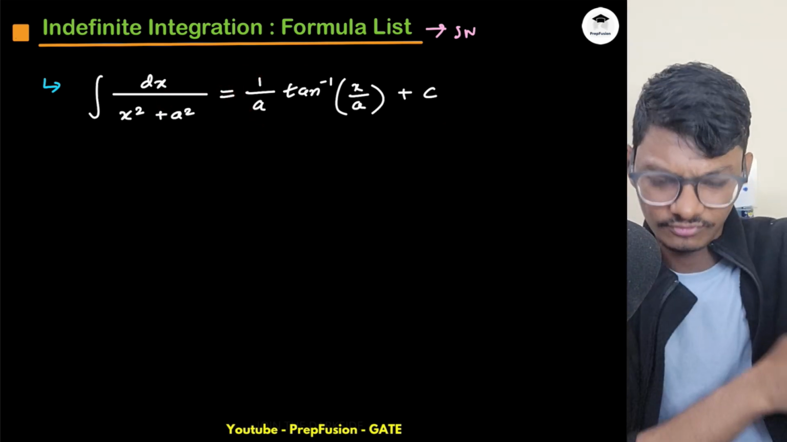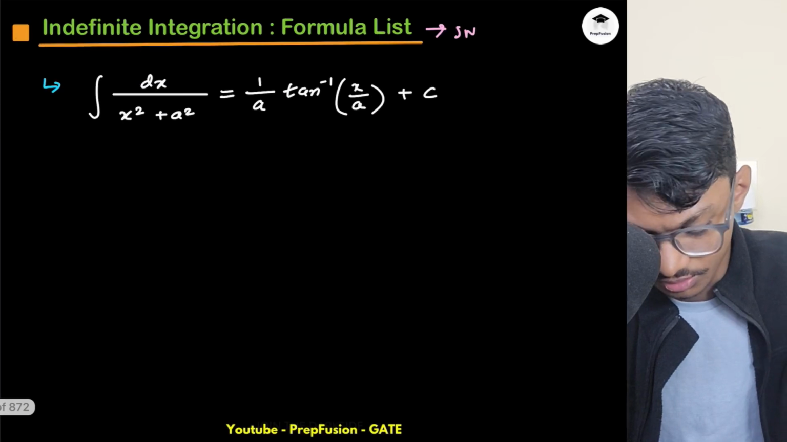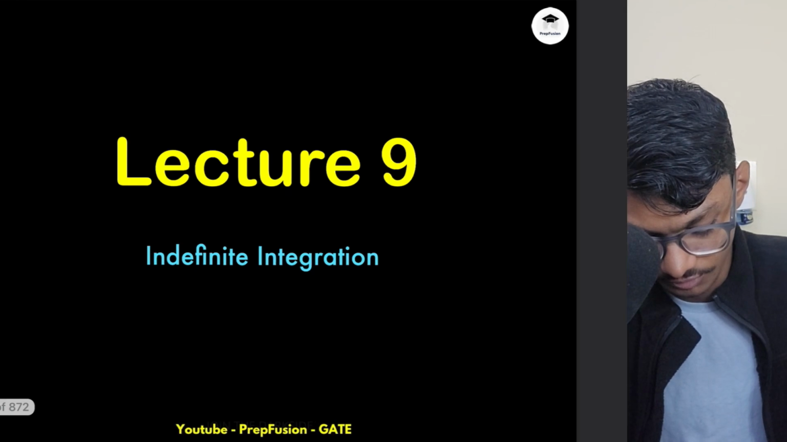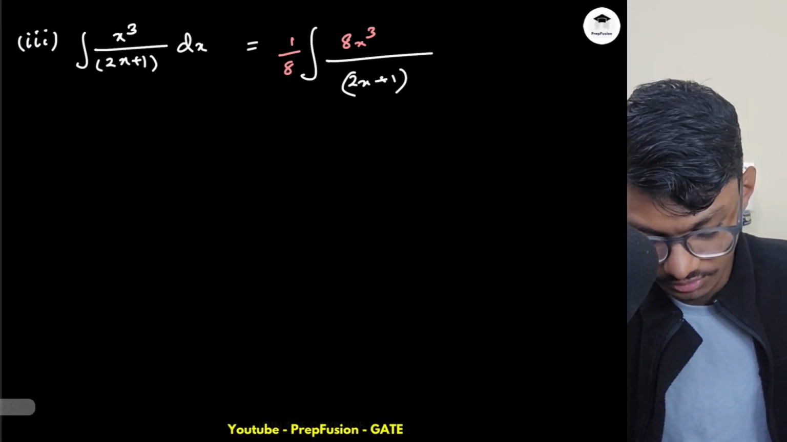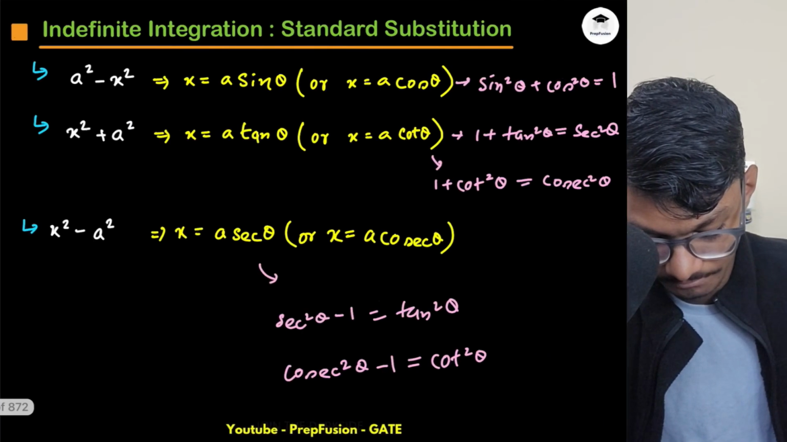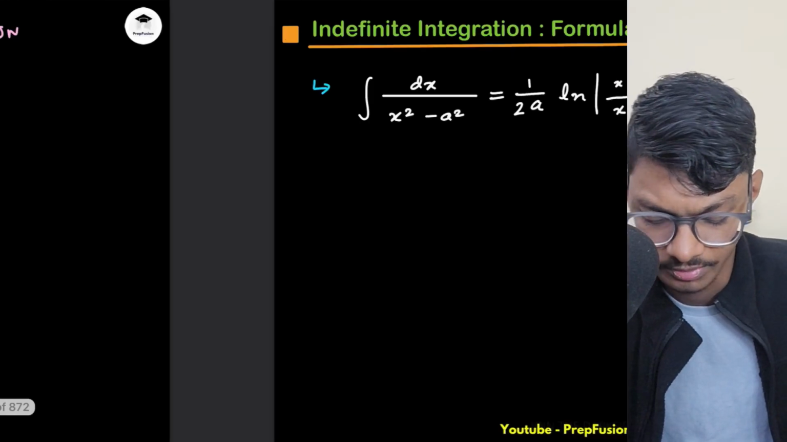So either you can derive it, what you can do is that you can write here that your x is, okay, I can come back to the formula, x square plus a square, right? x is equals to a tan theta, right? If you write this, you will be able to get to a result.